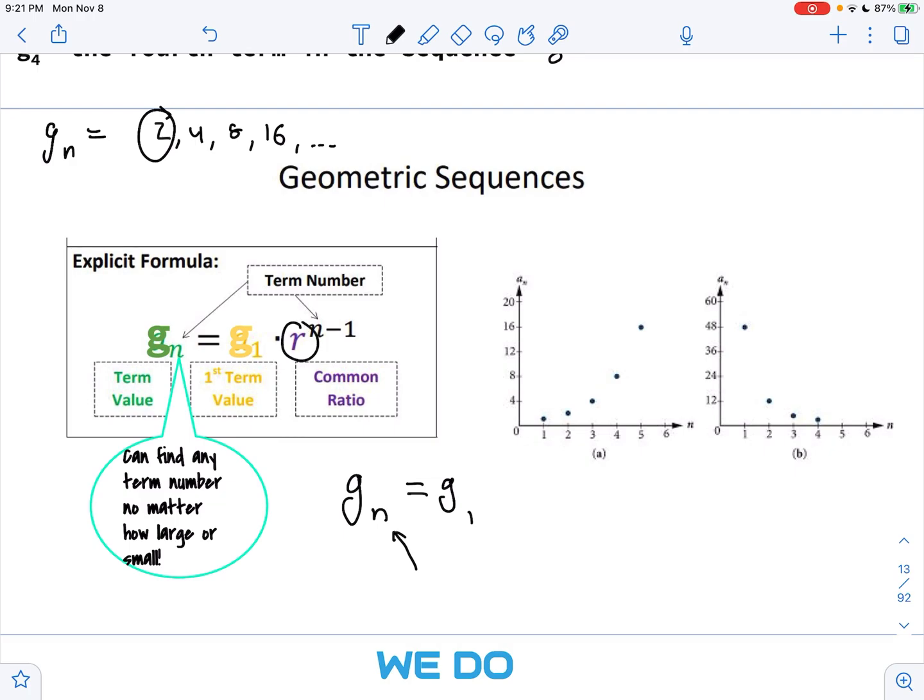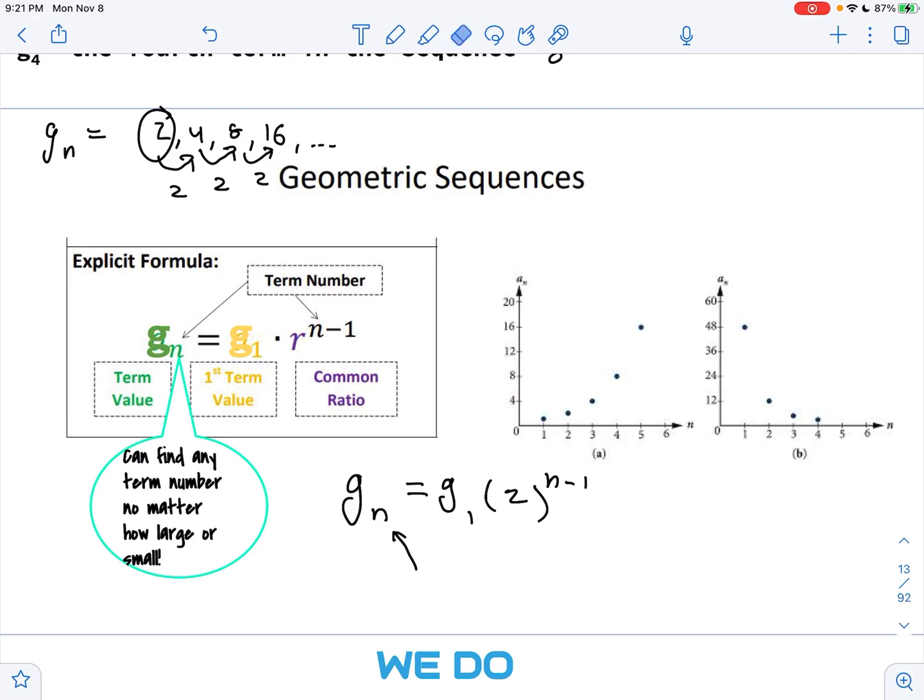And then r is the common ratio. For this one, it's 2 as well, because it's 2 times 2, 4 times 2. To get to each next term, you have to multiply by 2. So r is the common ratio. If I wanted to write this formula, it would be 2, and then it's raised to the n minus 1.